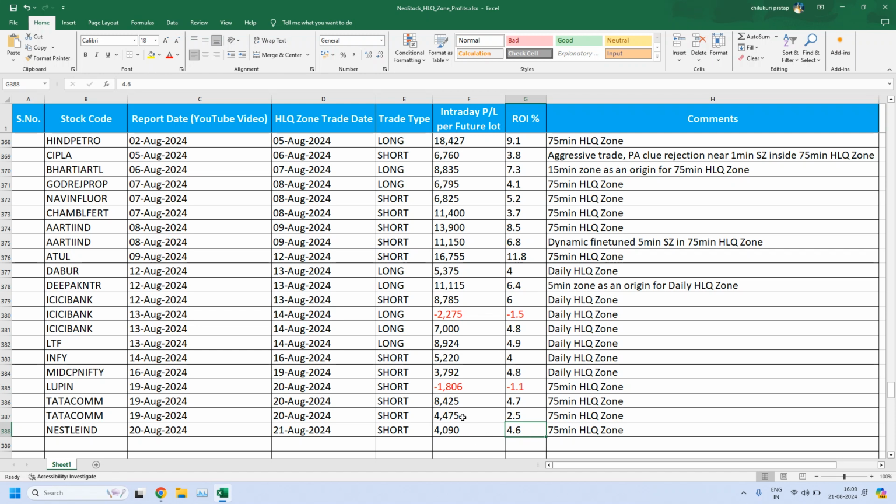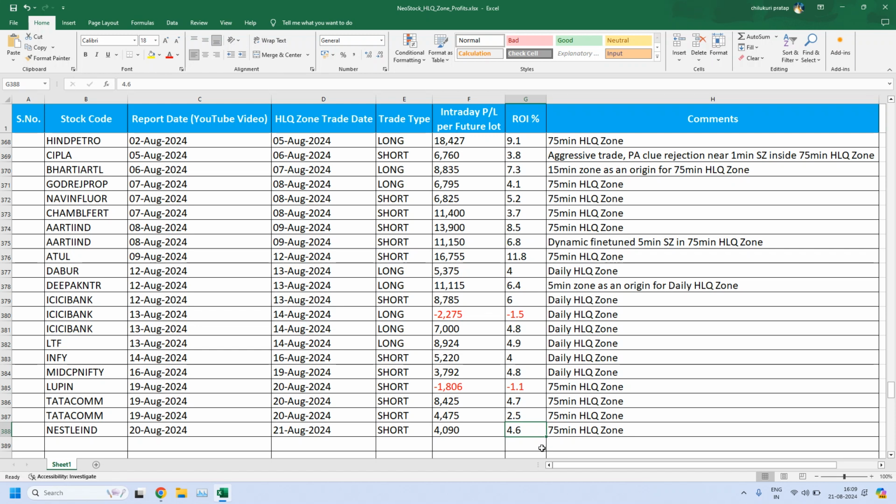See, yesterday also in one of the stocks, Tata Communication, you got 4,400 profit, but your ROI, return on the investment, is only 2.5%. The reason is the margin cost is more, maybe around 1.5 lakh or 1,60,000 margin based on one future. But here you got 4,000 rupees profit and still got 4.6% ROI because your margin cost is less.